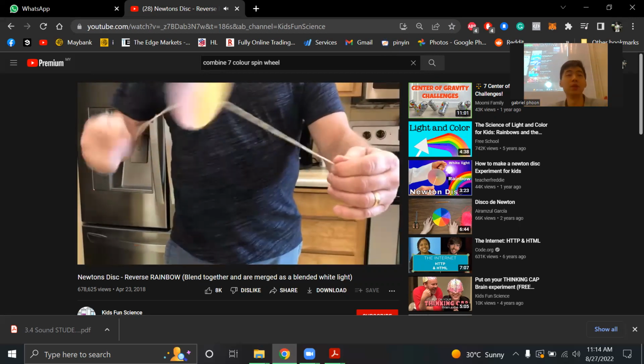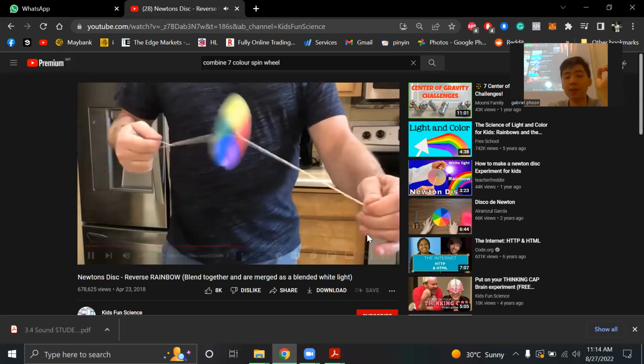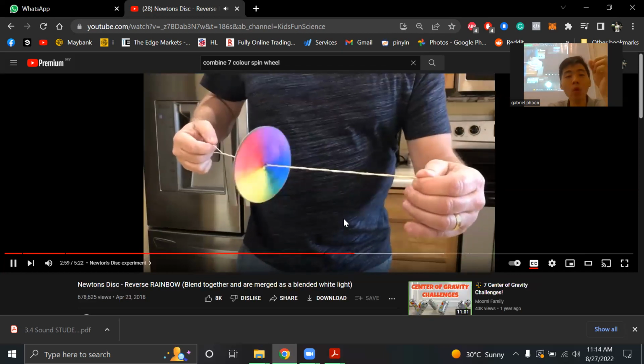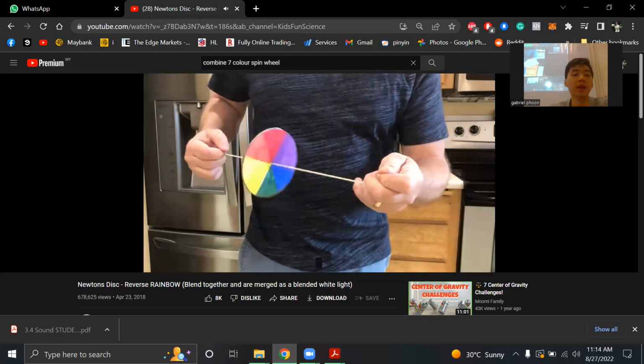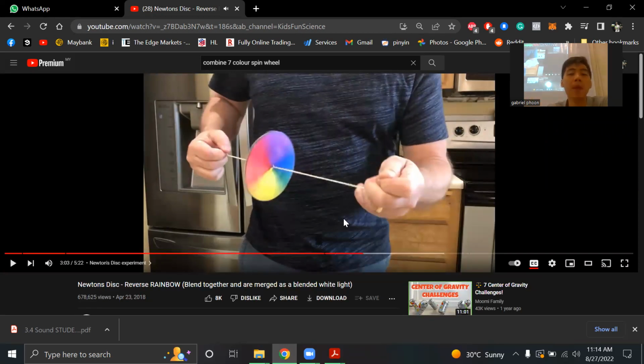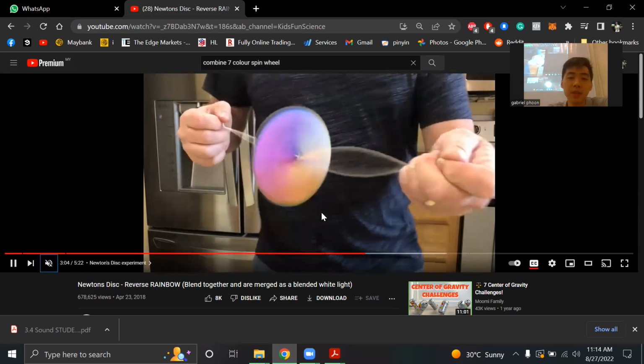When you start pulling the strings, these 7 different colors will all be moving at very fast speeds, and if the speeds are fast enough, it will actually go back into white color, as you can see from this video here. Let me just mute it. Everything else is irrelevant. See this guy here?